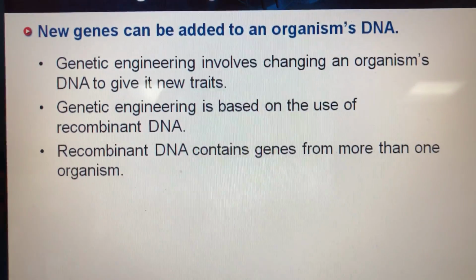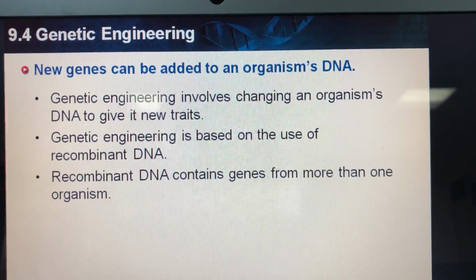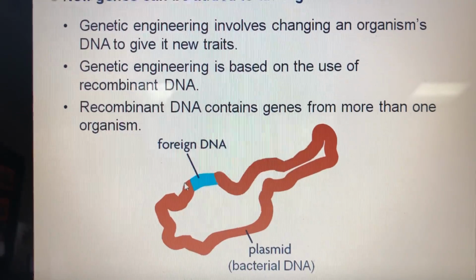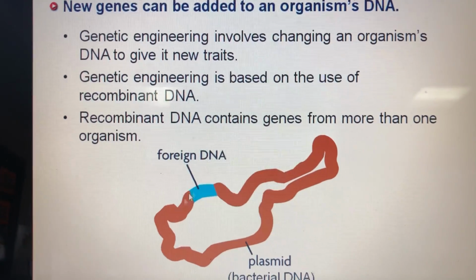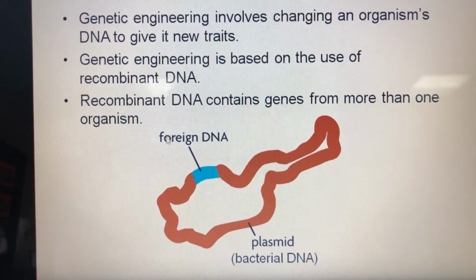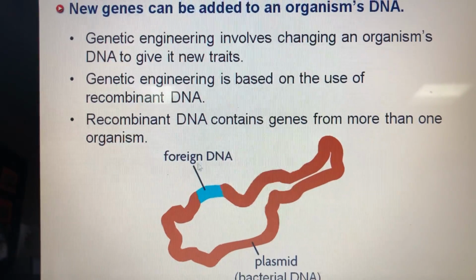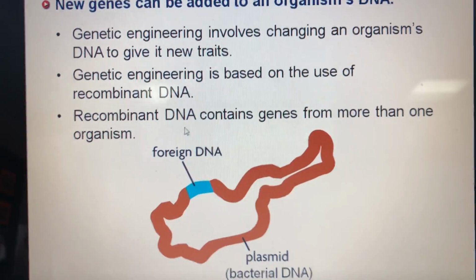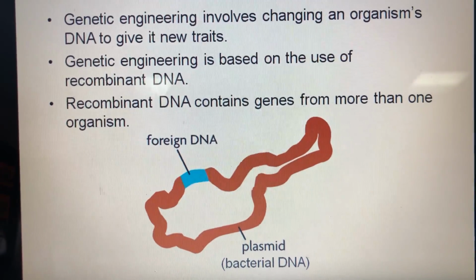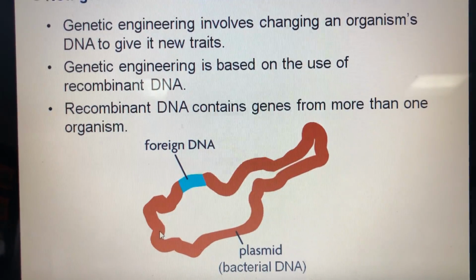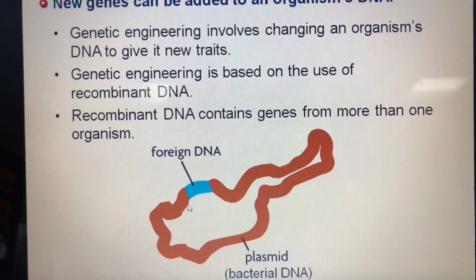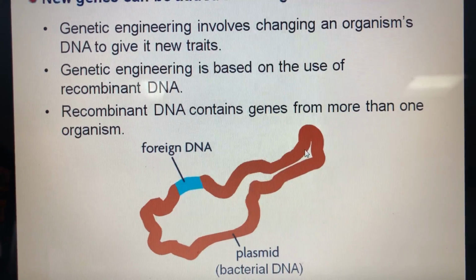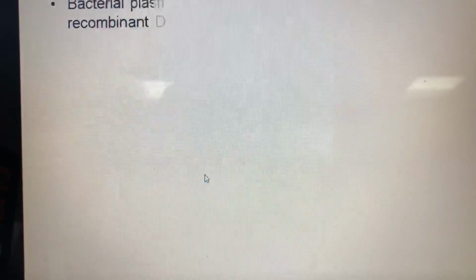And recombinant DNA means that it's a DNA that contains genes from more than one organism. As you can see here, this is a plasmid DNA loop from the bacteria. Here, there is a gene that is inserted with the plasmid of the bacteria. This gene has a DNA sequence from another organism. So this becomes a recombinant DNA. And that means DNA that has genes from more than one organism. This one from the bacteria, the brown one, and the blue one from another organism.